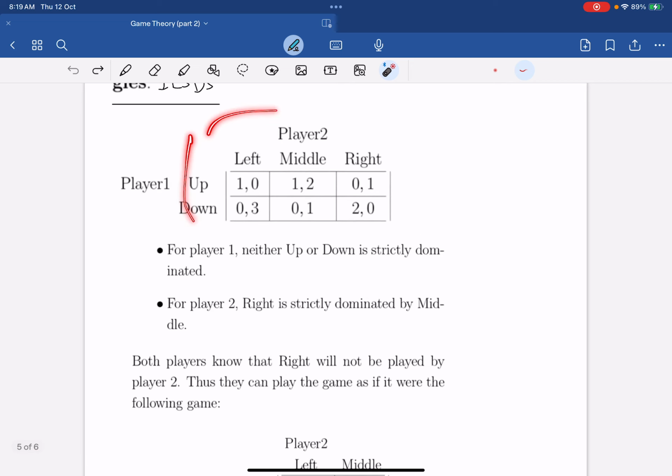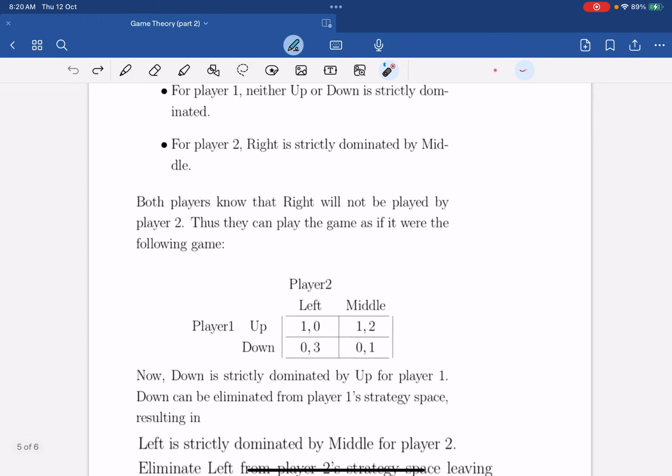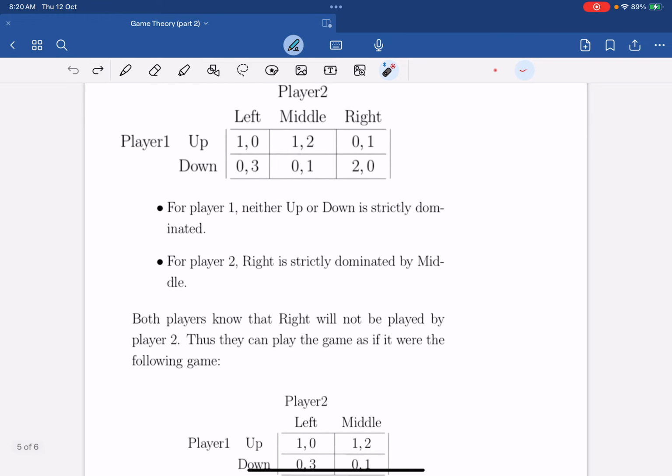So for example, we have this bi-matrix. Usually for player 1, neither up nor down is strictly dominated. But for player 2, if we fix up, then we will definitely choose middle over right. If we fix down, we will again choose middle over right. So in this case, right is strictly dominated by middle, so we can cancel this out and we are left with this.